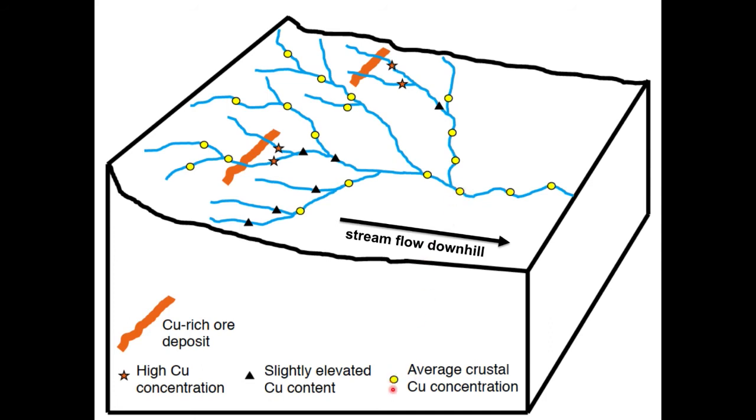So in yellow, the concentration of copper is the average crustal concentration. The triangles are samples where the concentration of copper is slightly elevated, and the stars here on the bottom side of the diagram and the top side, the stars are where samples are anomalously enriched in copper. And in this case, the geologists were able to determine that slightly upstream from these soil samples and stream sediment samples enriched in copper, there actually are copper-rich ore bodies directly below the surface.